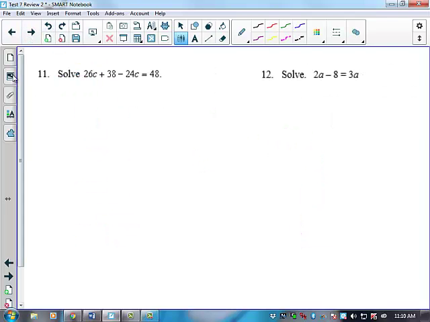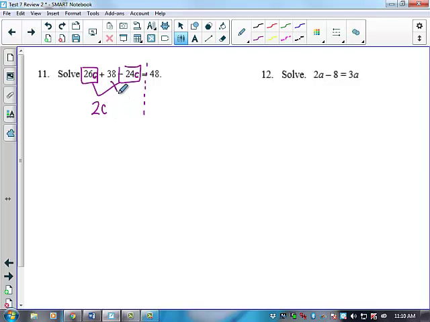On number 11, it wants us to solve, and we're solving for C in this case. So I have C here and C here, and I want to get it by itself. So the first thing I want to do is simplify this side of the equation. I want everything as simple as possible, like terms combined if I have them. And since I have C in two separate terms, I definitely have some like terms. I'm going to take 26C minus 24C. And when I do that, I get 2C. 26 minus 24 is 2.